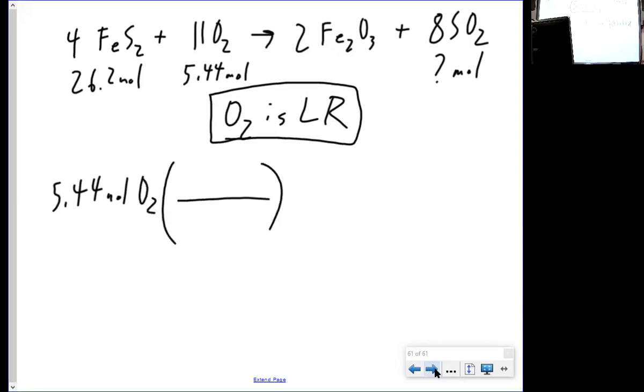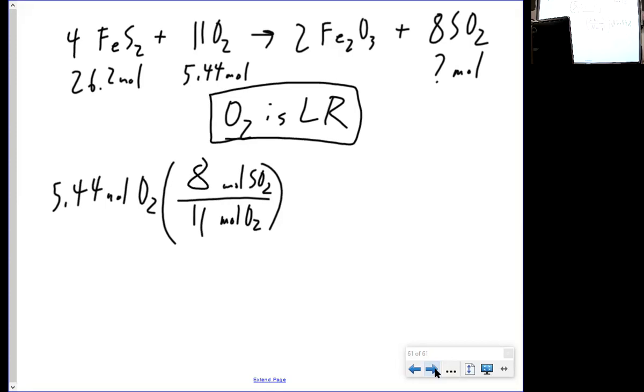Moles of oxygen on the bottom, moles of sulfur dioxide on the top. How many moles of oxygen? 11. Everybody see why I got it? Everybody see 11 in oxygen? And then for sulfur dioxide, 8.